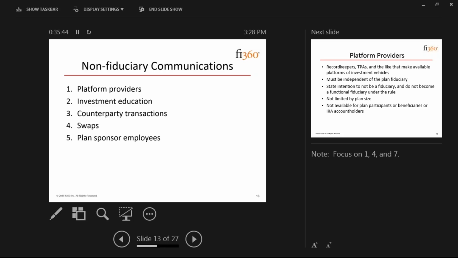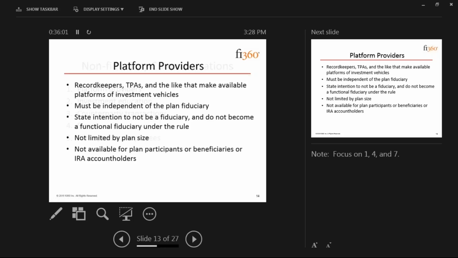But if it's a traditional HR employee engaging the participants, helping them with their 401k accounts, even if they're providing advice under those circumstances and they're not being paid anything additional for it, they would not be considered fiduciaries. Now let's go to the top 3 and talk about those in a little bit more detail.